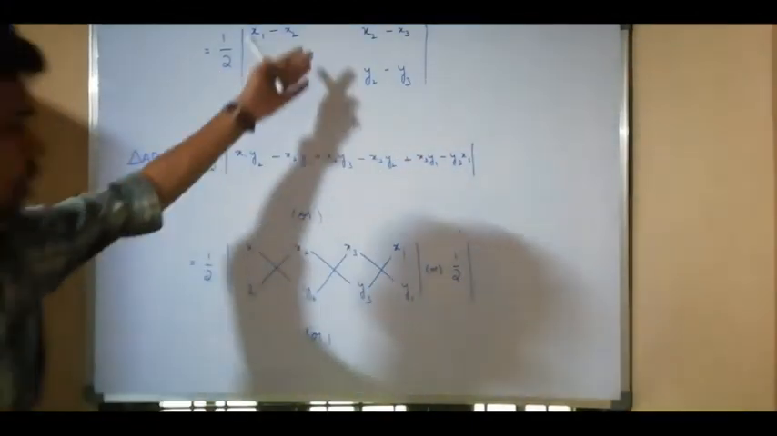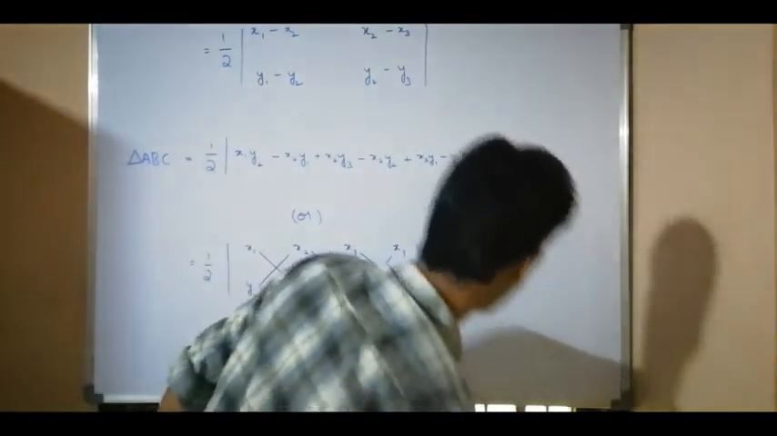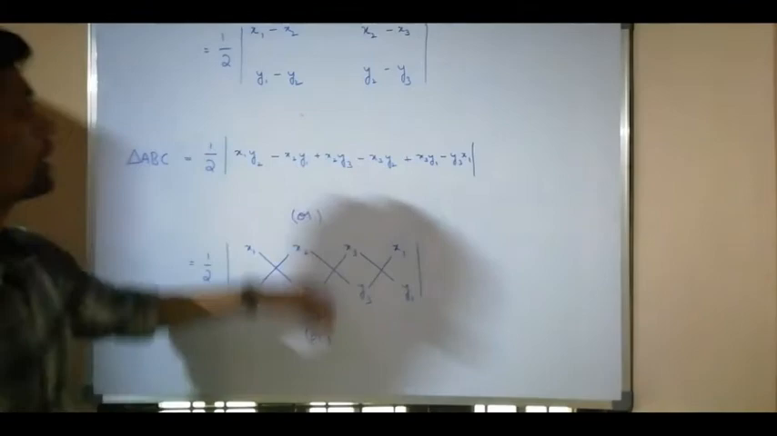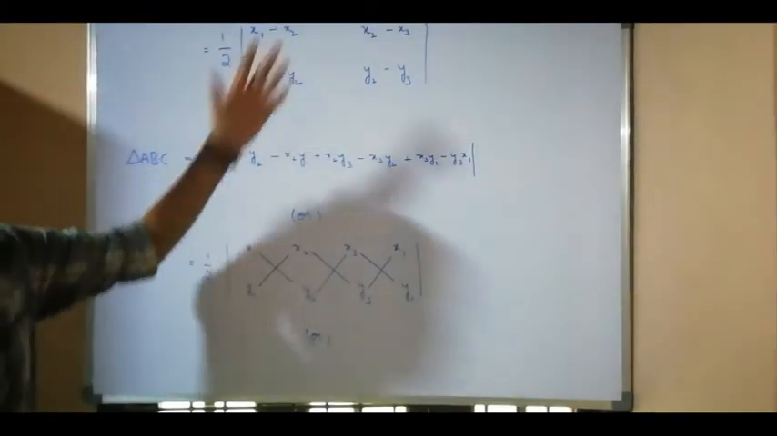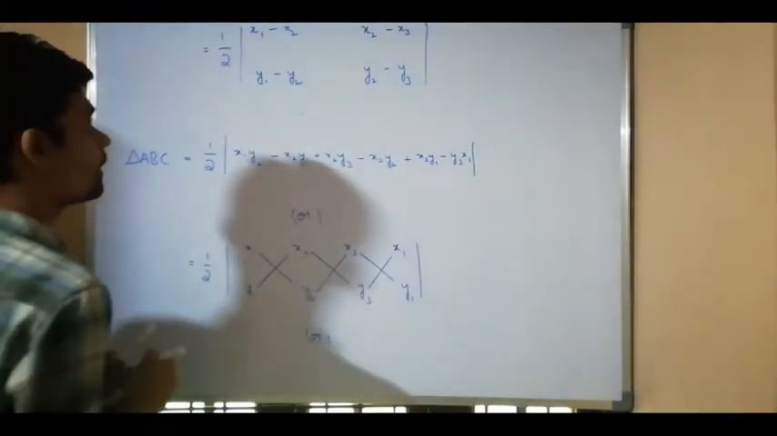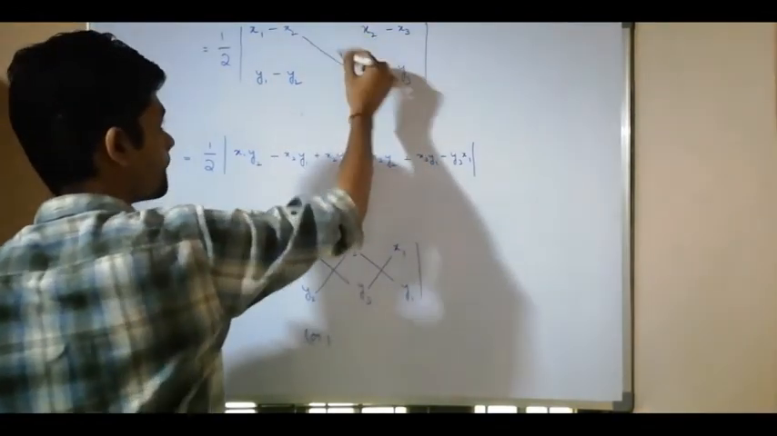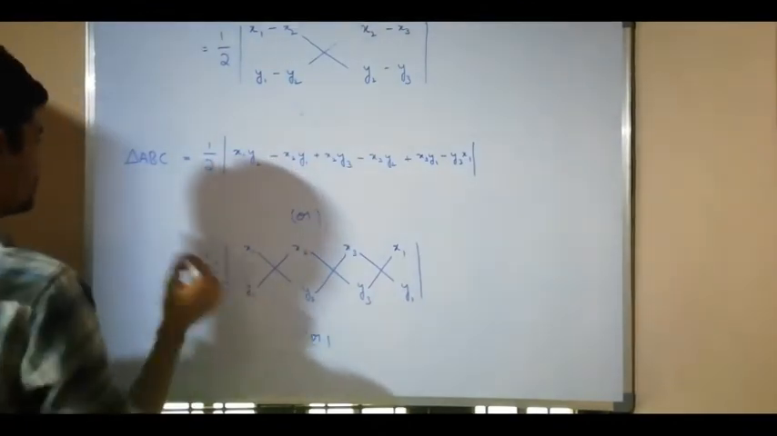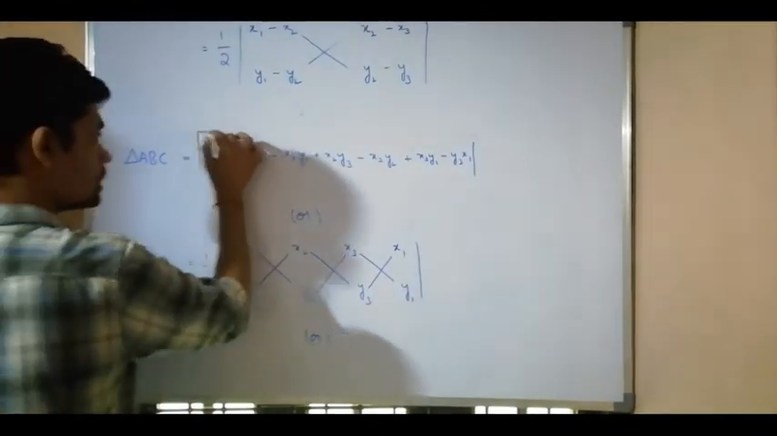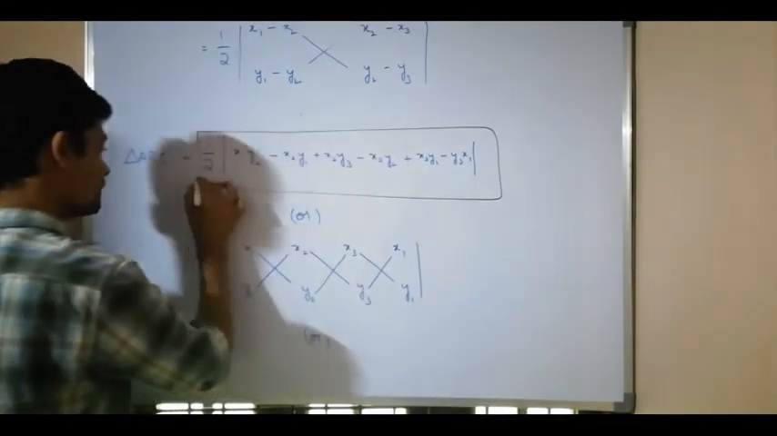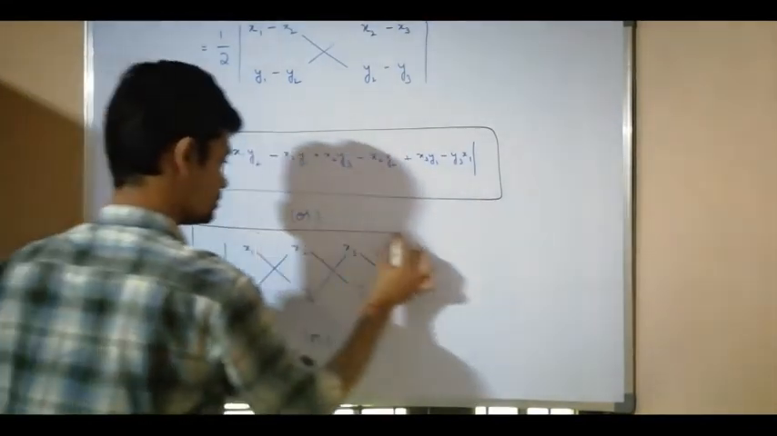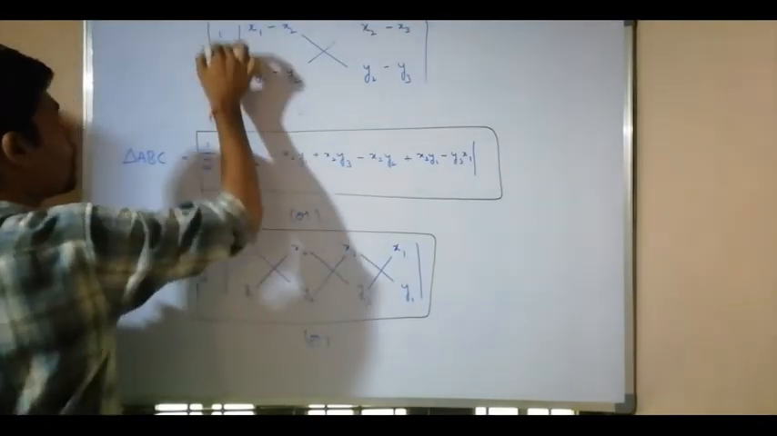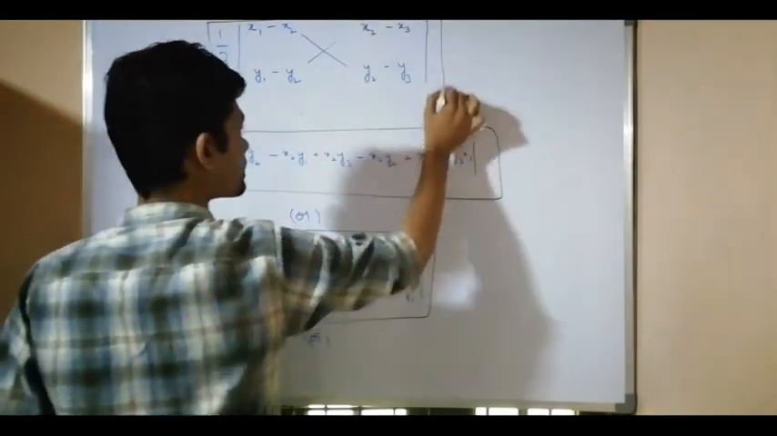All the three formulas are equivalent. You can use either this one or this one. All are same. Just multiply these two minus multiply these two. Either you can use this formula or this formula or this formula.